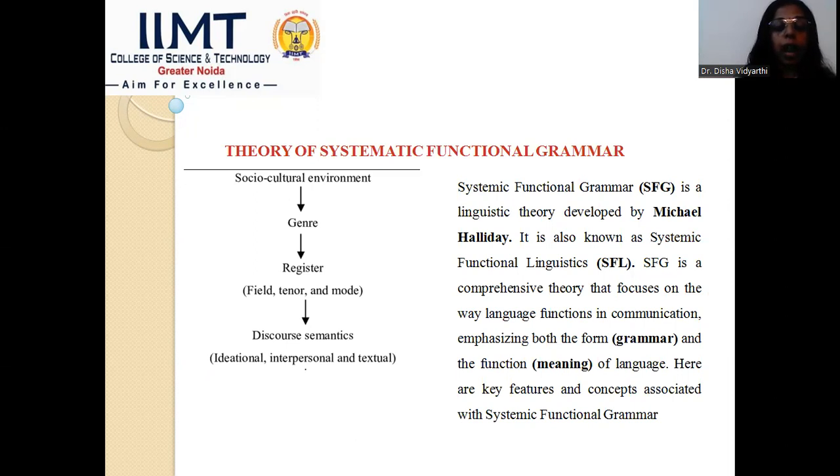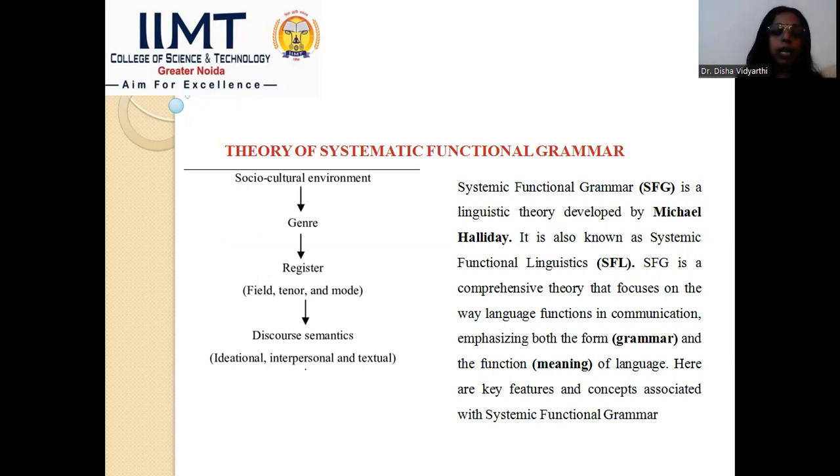Now register. After considering the socio-cultural environment, when you initiate any kind of conversation, be it in written or spoken form, there comes the register. Register means how the person is speaking and how that conversation is being perceived and registered by the other person whom you are speaking to. And there are three levels: field, tenor, and mode, which we'll be discussing in the next slide. And then the discourse semantics.